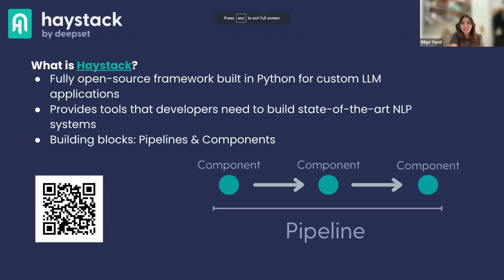Yeah, thank you for the presentation. I think you explained everything about RAG, and now we'll start talking about how to implement RAG in practice. Before we jump into that, I'd like to introduce Haystack and how we can use it. Haystack is an open source framework built in Python for custom LLM applications. It provides tools that developers need to build state-of-the-art NLP systems. It has two building blocks, pipelines and components. Components are the smallest units. They do one task, but they do it very well. And by connecting components to each other, we create pipelines. So this is the high-level overview of what Haystack is.